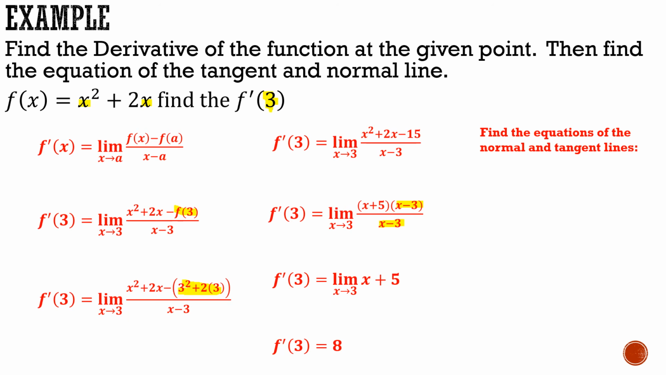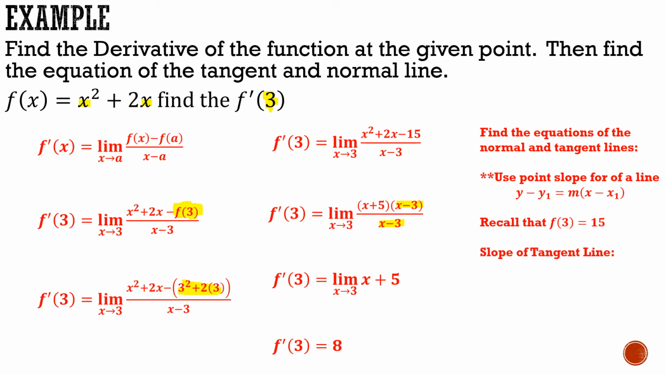Now to find the equation of the normal and tangent lines, I want to use my point slope form of a line. So just a refresher, the point slope form of the line is y minus y1 equals m times x minus x1. And we also know that our y1 is 15, and we know that because we found it when we calculated it over here for our derivative. All right, so for the slope of the tangent line, I'm going to do y minus 15 equals 8. Again, this 8 comes from the derivative that we just found here.